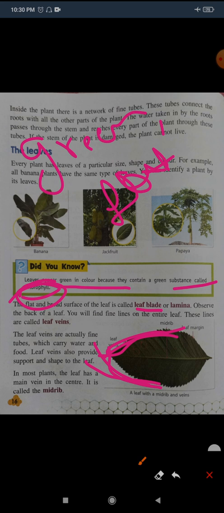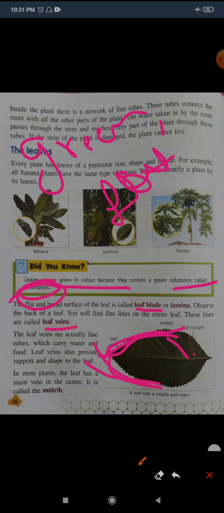Now a leaf prepares the food for the plant with the help of chlorophyll and sunlight, and it is also called the food factory of the plant. Why it is called the food factory of the plant, I already explained. Now leaves are usually green in color. Different plants have different leaves. And one more thing that you can see here, leaf vein.